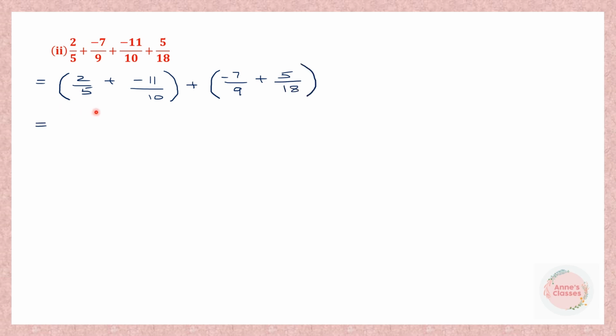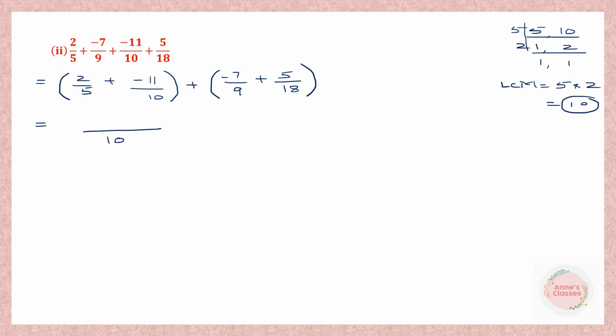Second group. So now let's simplify this by finding the LCM of 5 and 10. Use 5 itself. 5 ones are 5, 5 twos are 10. Use 2, 1 and 1. So the LCM here is 5 into 2. 5 twos are 10. So the LCM is 10. Let's use that. So here it is 10. And look at the first rational number. It's 2 by 5. 2 by 5 into the LCM, which is 10. So we can cancel 5 and 10. 5 twos are 10. Multiply the numerators. It's 4. So here we can write 4.